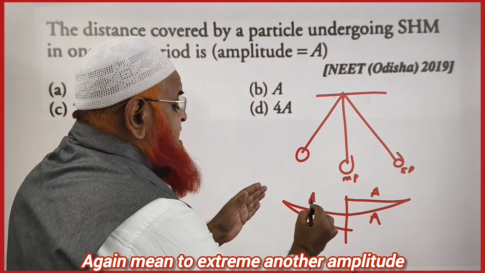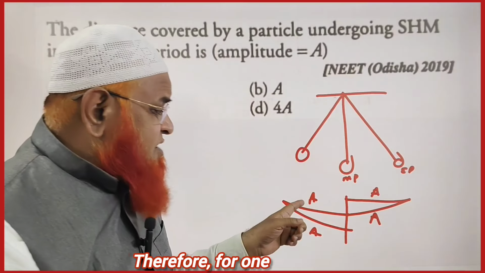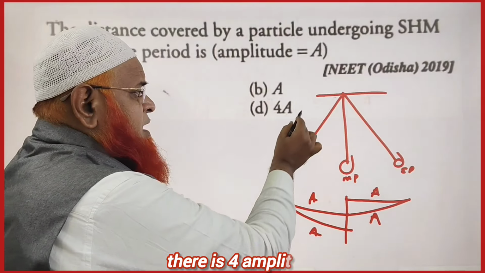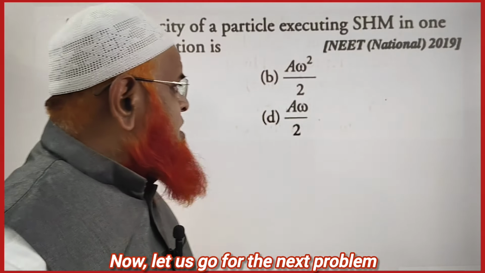Again mean to extreme, another amplitude. Again extreme to mean, another amplitude. Therefore, for one oscillation, for one time period, it travels 4 times the amplitude. That's it. Now let us go for the next problem.